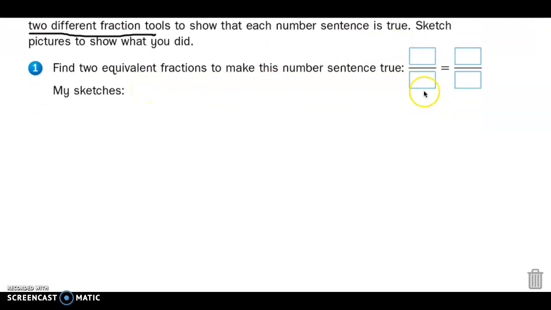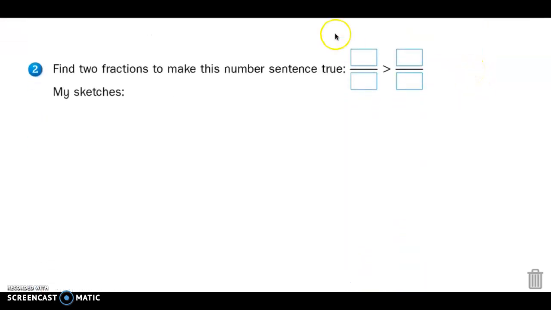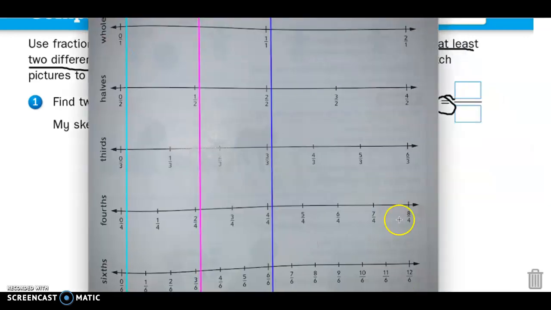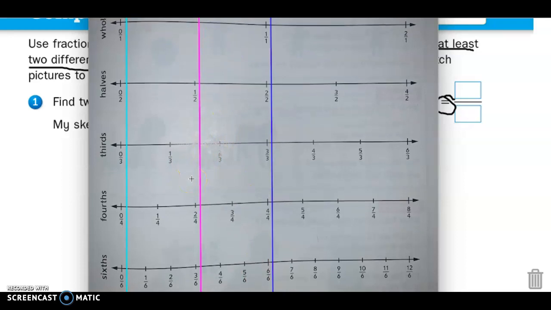Notice, so it says this fraction is equal to this fraction, but number 2 says this fraction is greater than this fraction. So we are proving these number sentences true. It says find 2 equivalent, 2 equal fractions to make this number sentence true. Okay, just like we did 2/3 is equal to 4/6, why don't you go back to your number line and you need to find 2 fractions that are equal, and you're going to be able to prove it.